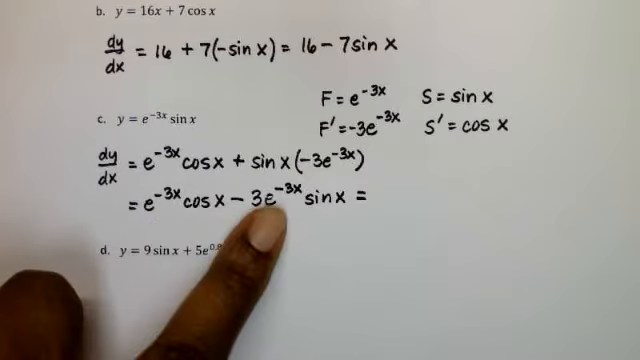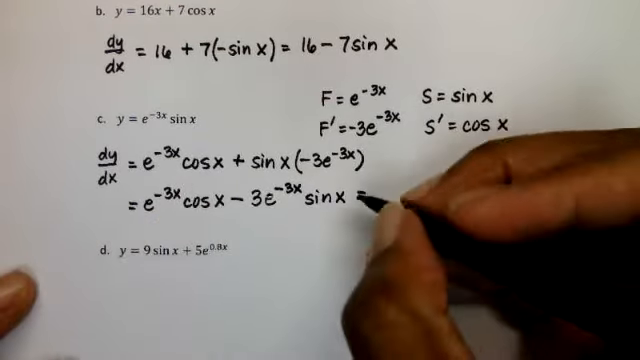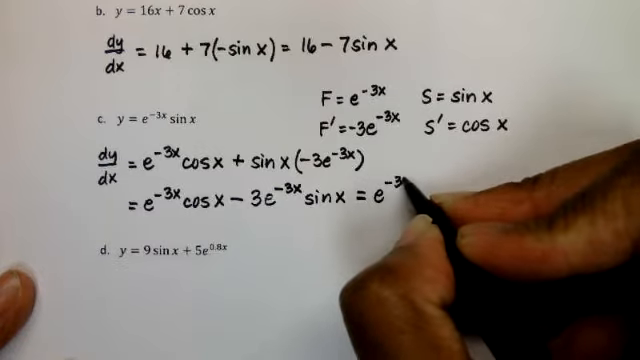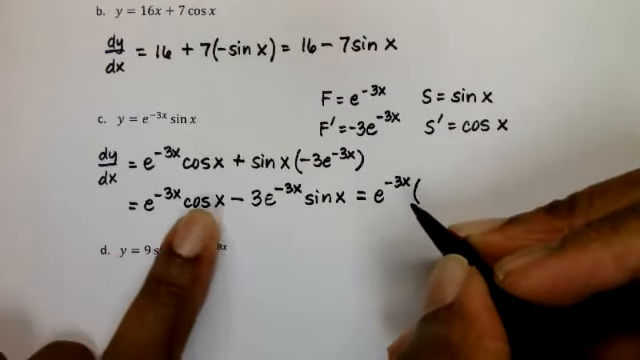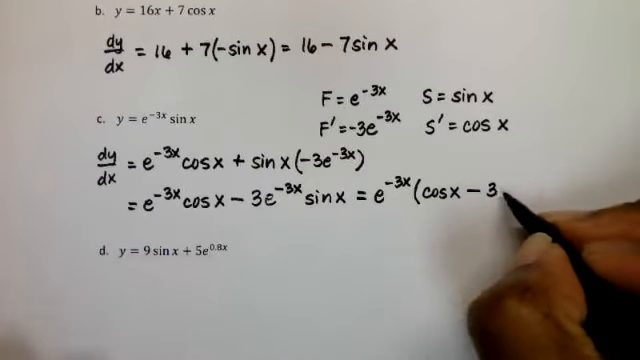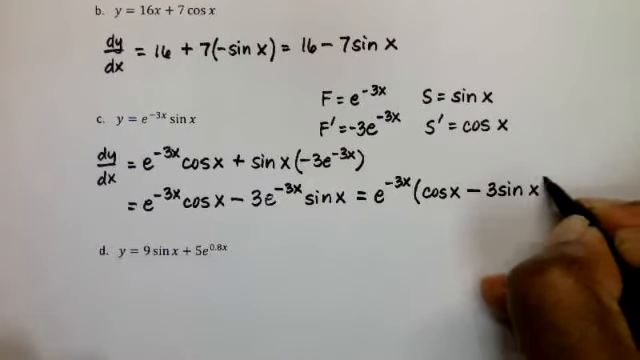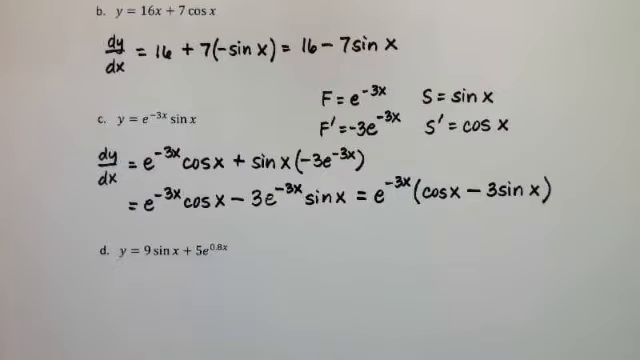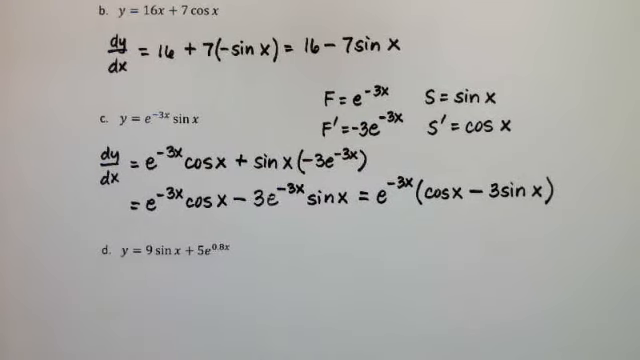Now notice I got e to the negative 3x as a common factor. So let's factor e to the negative 3x out. And when I do that, I'll be left with the cosine of x minus 3 sine of x. And this will be the final answer for the derivative of y equals e to the negative 3x sine of x: e to the negative 3x times the cosine x minus 3 sine of x. So in that case, I had to use the product rule for that problem.